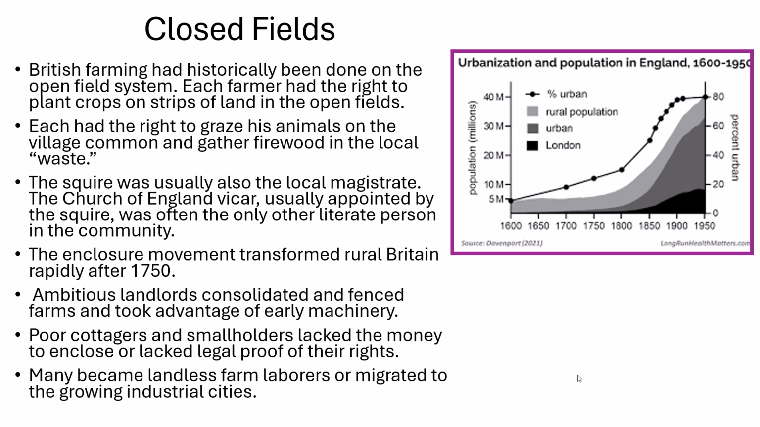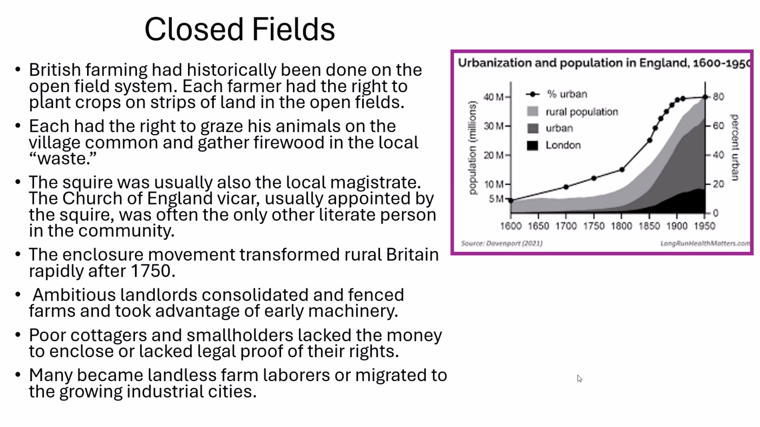Sometimes you would have the landed gentry, who would own very large estates and would have farmers that worked for them, working the land, or they would rent out the land. Basically, the farmers would graze their animals in the village common. They would gather firewood in the local waste. There was a squire, usually a local magistrate. The Church of England sometimes would have a vicar in the village appointed by the squire, and they were oftentimes the only literate people in the community.